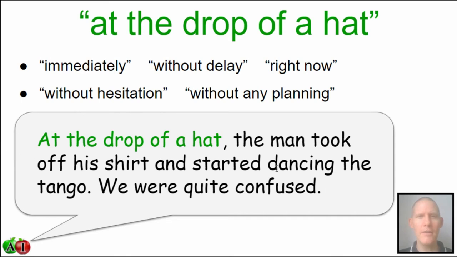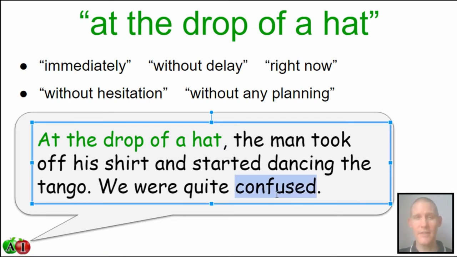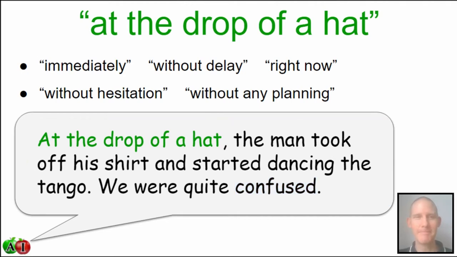So in our example, we used the idiom at the drop of a hat, and it was that a man suddenly showed up, took off his shirt, and started dancing. And we were quite confused. Confused means we don't understand what's happening. Suddenly someone pops up and they rip off their shirt and they start dancing the tango. We might say that's confusing. We don't understand what's happening.